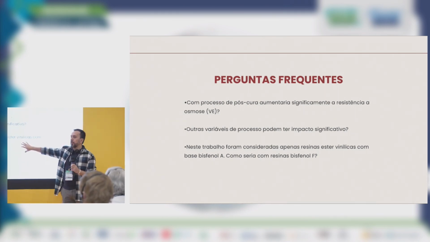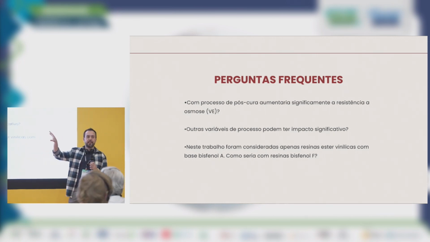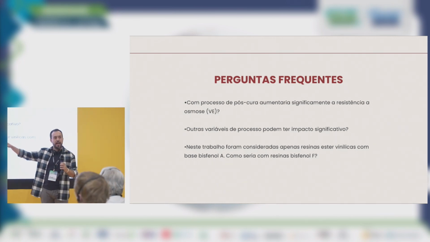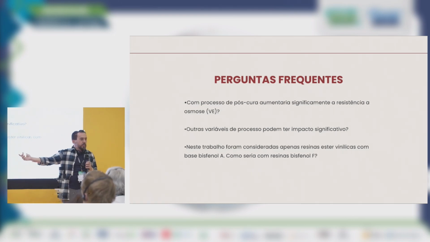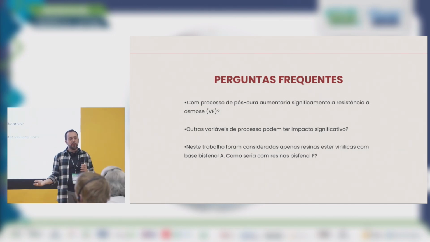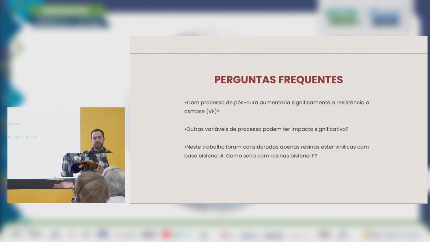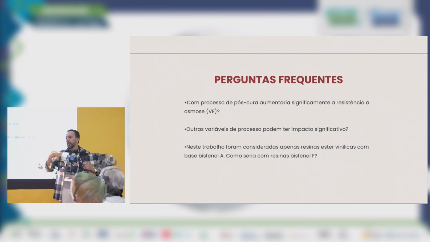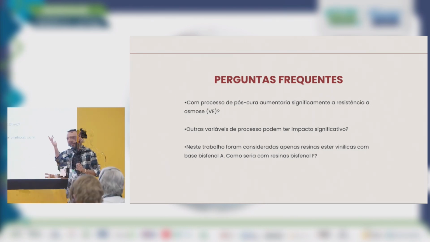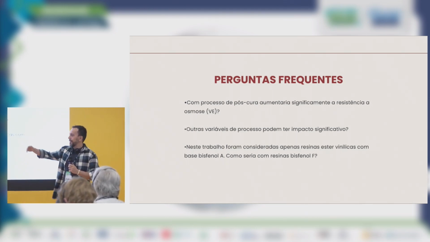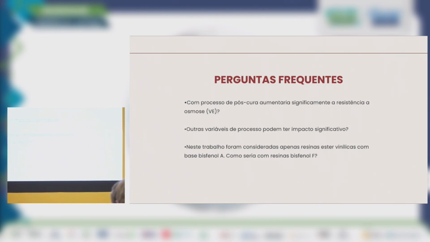haven't tested it. And another one is, in the study, only vinyl ester resins based on bisphenol A were used. We don't know what would happen if we used bisphenol F resins. We were curious, but in practical terms, we didn't test that. So that's basically what I wanted to share with you. Any questions from the audience?